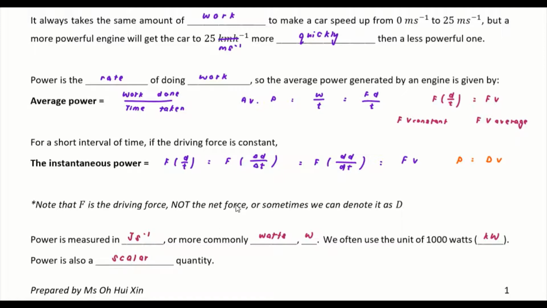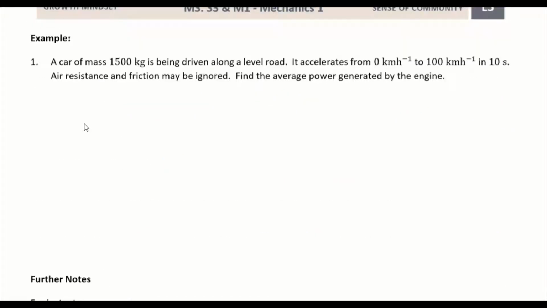Okay, so now let's try to look at the first example. Then after that, we'll move on to further notes that I try to explain, what happens if we have a constant power, and then we explain further on the instantaneous power. Okay, let's look at example one. A car of mass 1,500 kilograms is being driven along a level road. So that's the road, then the car. The mass of the car is 1,500.